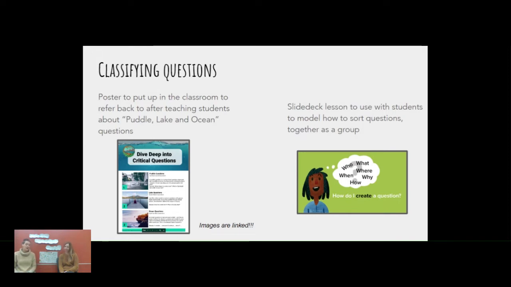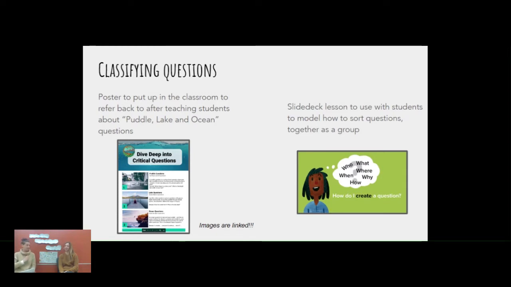So, how do we explain this to the kiddos? We like to use a metaphor that you see here on the deep dive into critical questions. It's a poster and it has some images to go with this metaphor. And basically, the metaphor is that a surface level question is like a puddle. So, we call it a puddle question. We call it a puddle question because when you step into a puddle, you touch the bottom of the puddle right away. So, just like a surface level question, you are going to get to the answer of a puddle question right away.